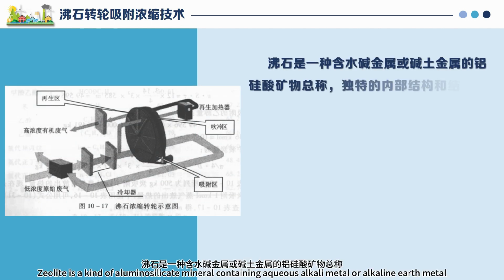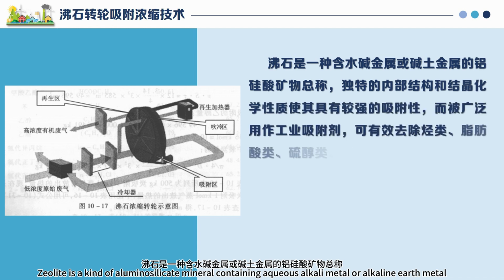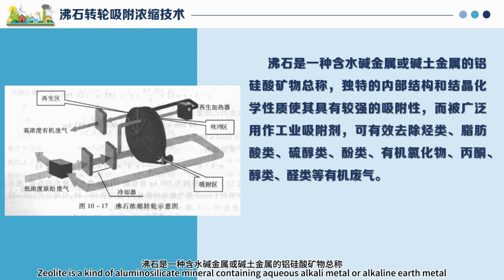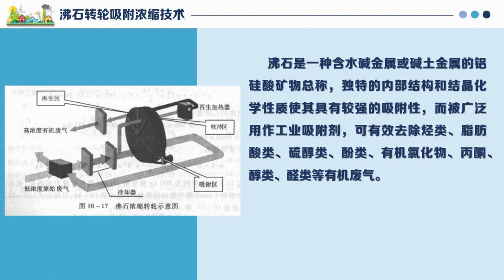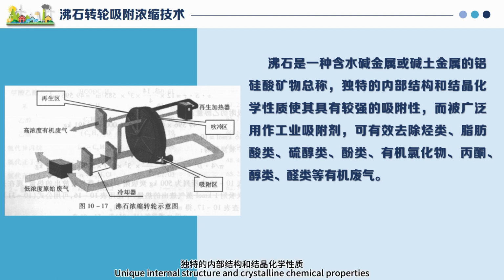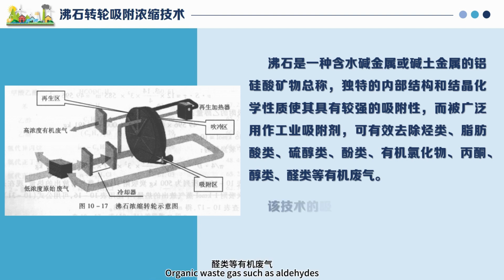Finally, let's study together the rotary adsorption concentration technology of zeolite. Zeolite is a kind of aluminosilicate mineral containing aqueous alkali metal or alkaline earth metal. Its unique internal structure and crystalline chemical properties give it strong adsorption, and it is widely used as an industrial adsorbent. It can effectively remove organic waste gas such as hydrocarbons, fatty acids, mercaptans, phenols, organic chlorides, acetone, alcohols, and aldehydes.